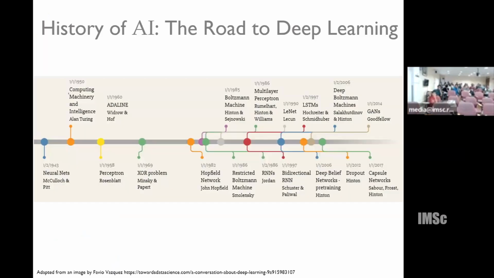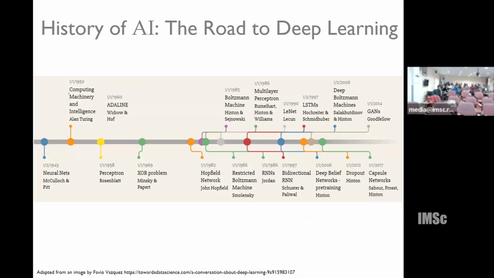First, a bit about what I will cover. This is something I found on Fabio Vasquez's towardsdatascience.com site, which I've slightly adapted. This is what he calls the road to deep learning. He has a few other points here which I removed, to highlight the ones which I thought were the key milestones on the road to deep learning.